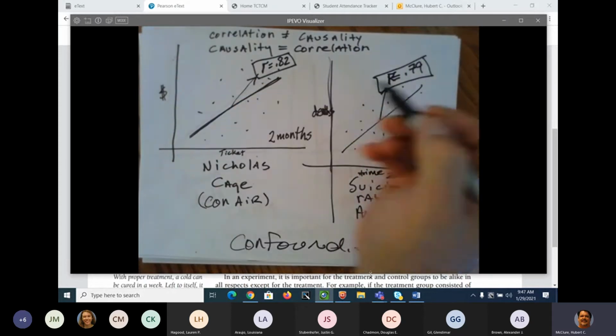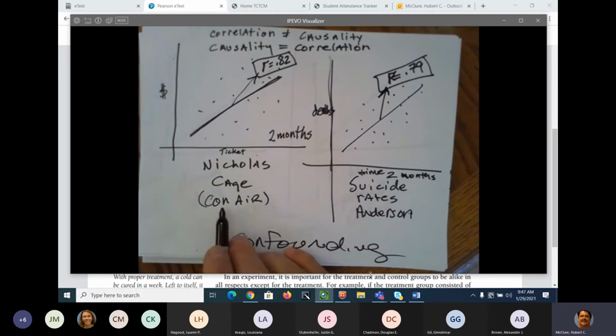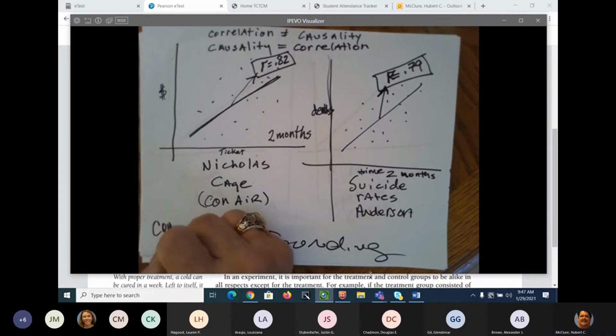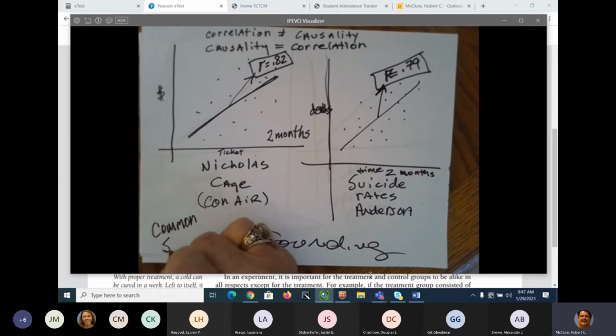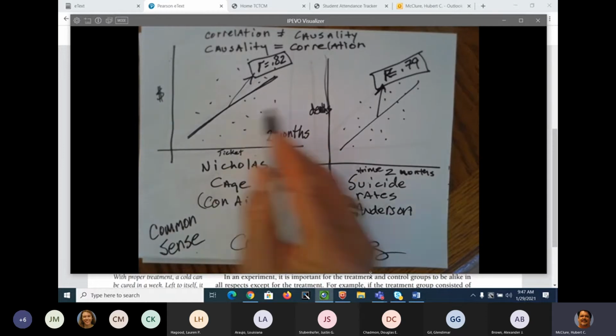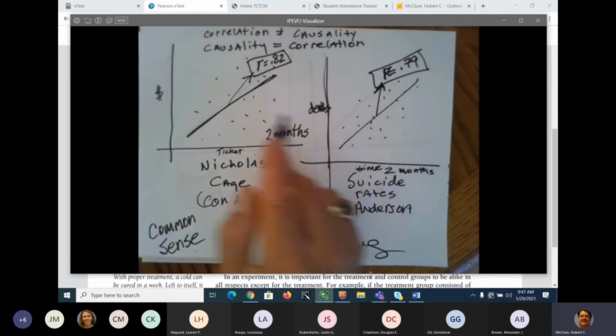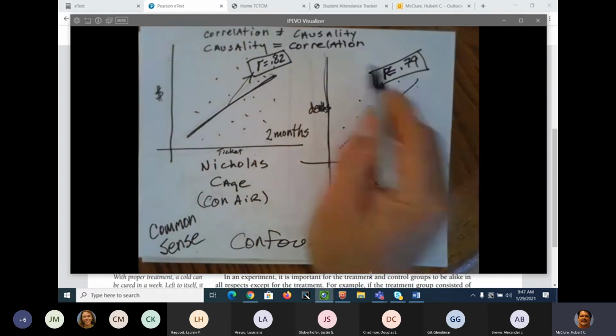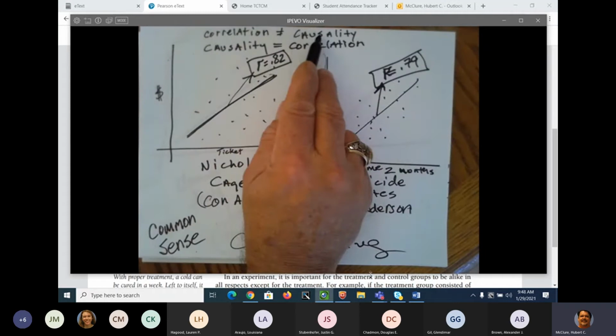So can I mathematically say that if you watch a Nicolas Cage film, you're going to commit suicide? Yes or no? Probably not. Exactly. This is where something comes in that some people don't have: common sense. Common sense dictates these two have nothing to do with each other. But correlation does not always equal causality.